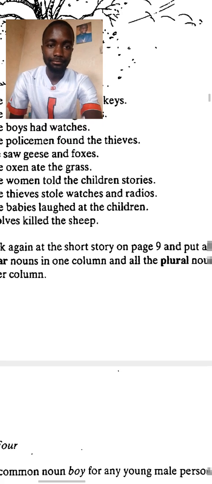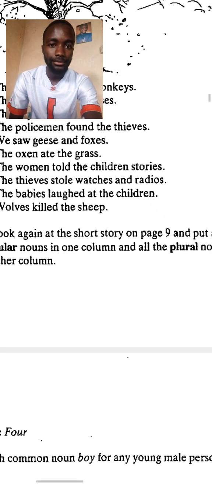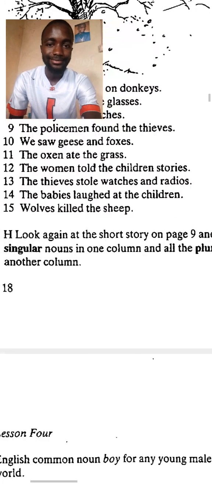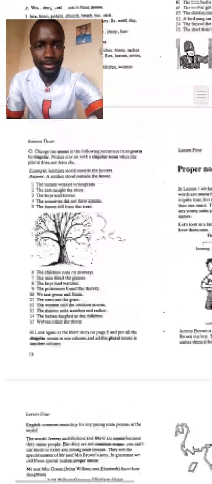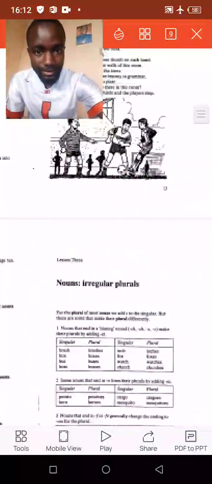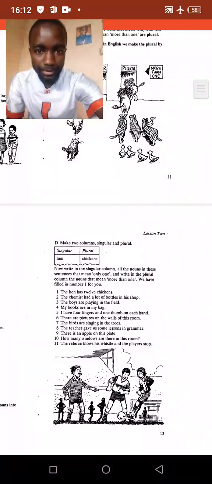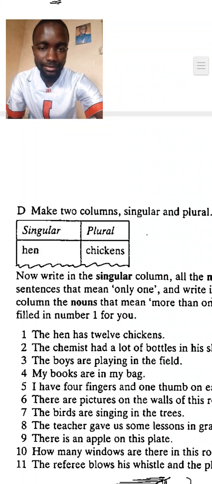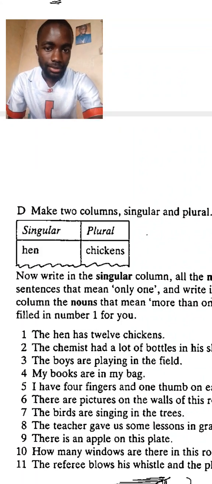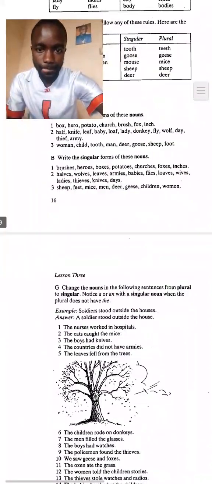It says put the singular nouns in one column and all the plural nouns in another column. How do you do that? Let me just give you an example. Now here you can see singular, plural. Put them like this. Put all the words that are singular in the singular column and those that are plural in the plural column. Right, we continue.